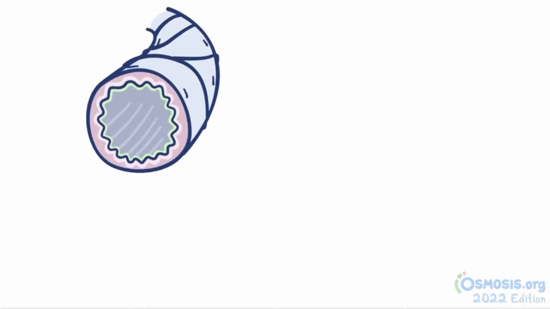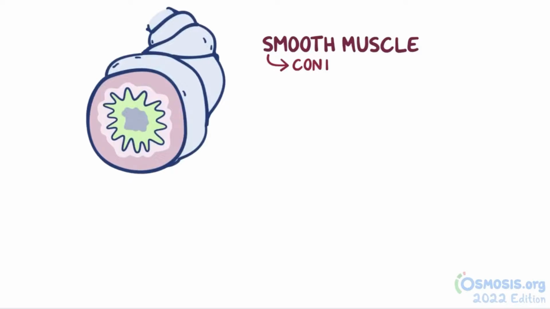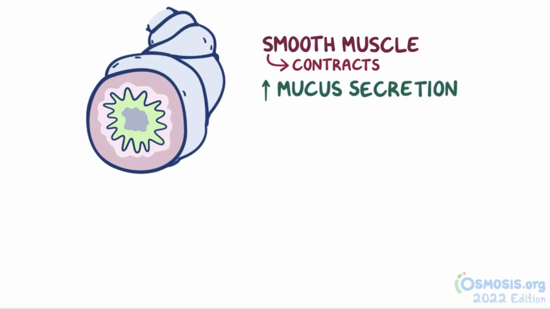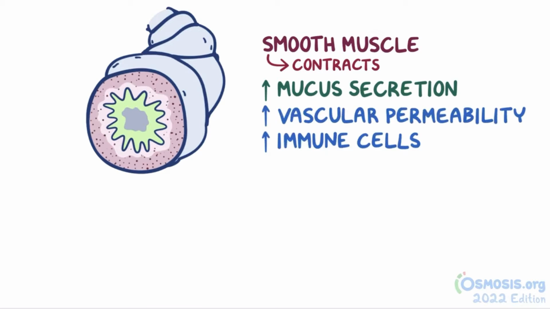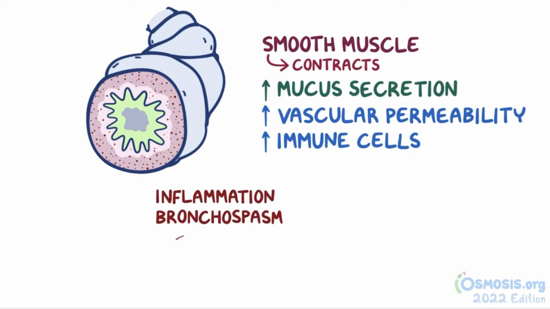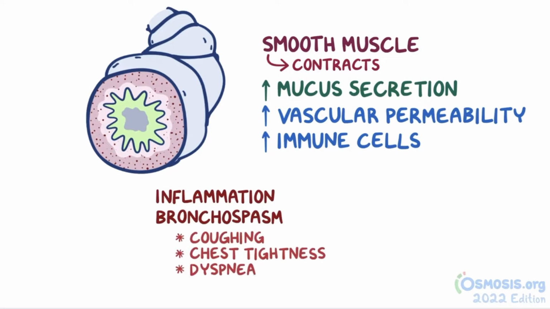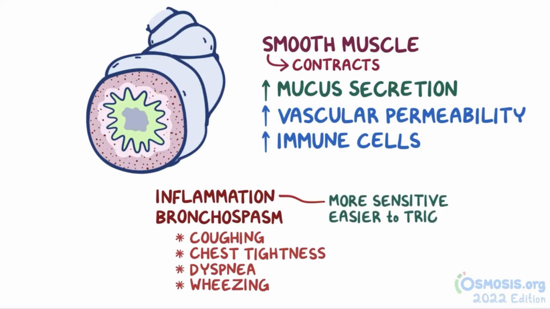Leukotrienes bind with the leukotriene receptors on the bronchial smooth muscles and cause them to contract. They also bind to receptors on the mucus glands to increase mucus secretion. Similarly, prostaglandins also bind to the receptors in the smooth muscles and mucus glands to cause a similar effect. These mediators also increase the vascular permeability in the airways and attract more immune cells to the area. The combination of inflammation and bronchospasm causes obstruction of the airway, which leads to symptoms like coughing, chest tightness, dyspnea or difficulty breathing, and wheezing, which is a high-pitched whistling sound during exhalation. Chronic inflammation also makes the respiratory tract more sensitive to allergens, so these symptoms become easier to trigger.